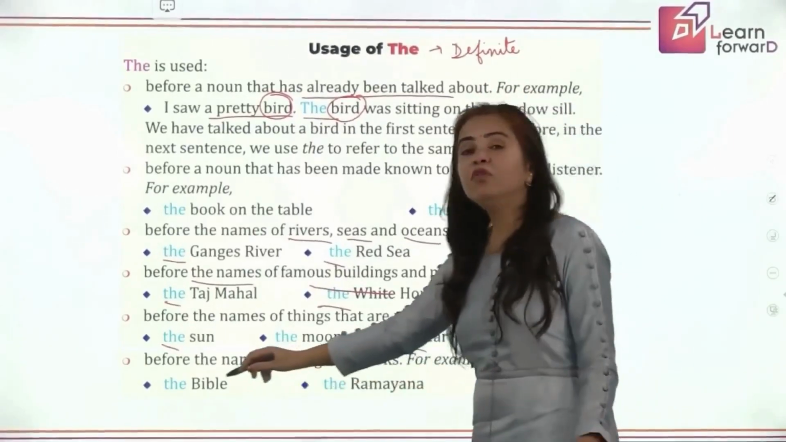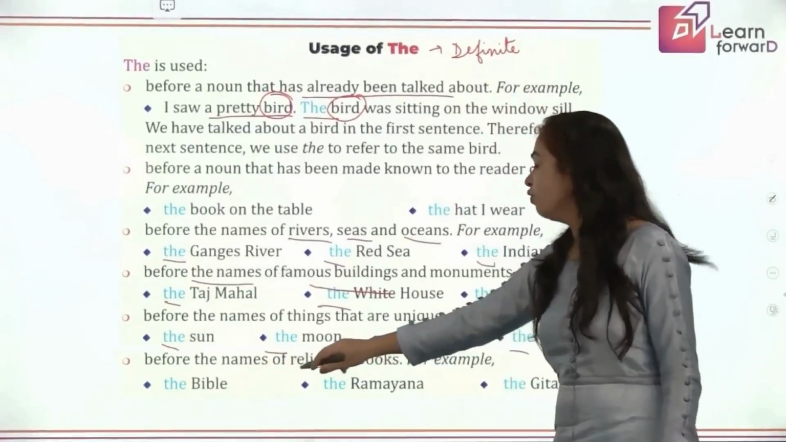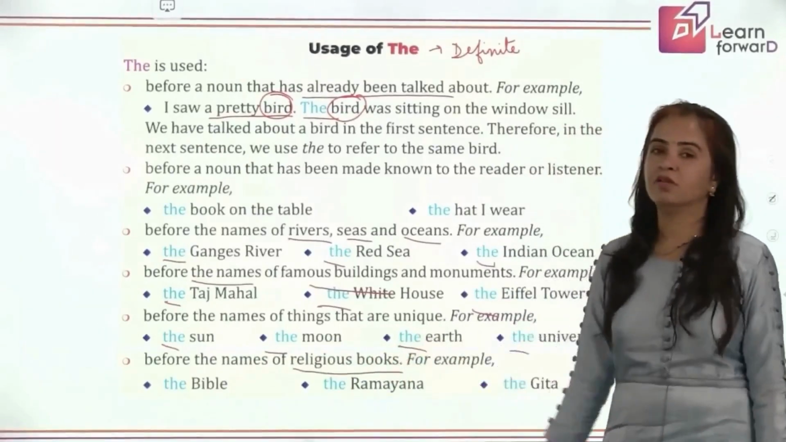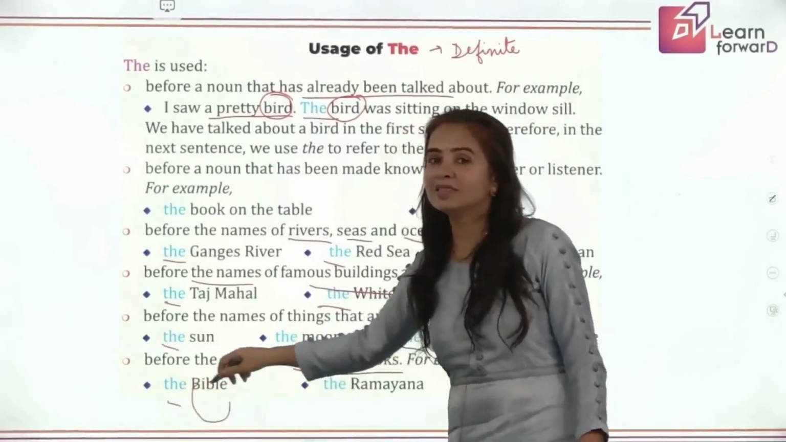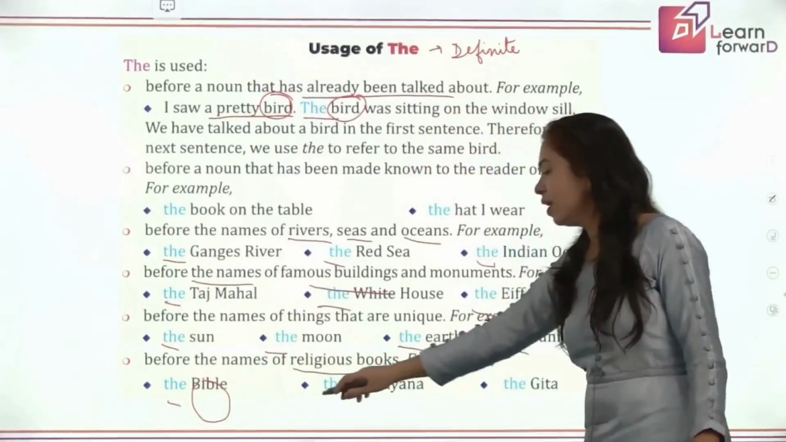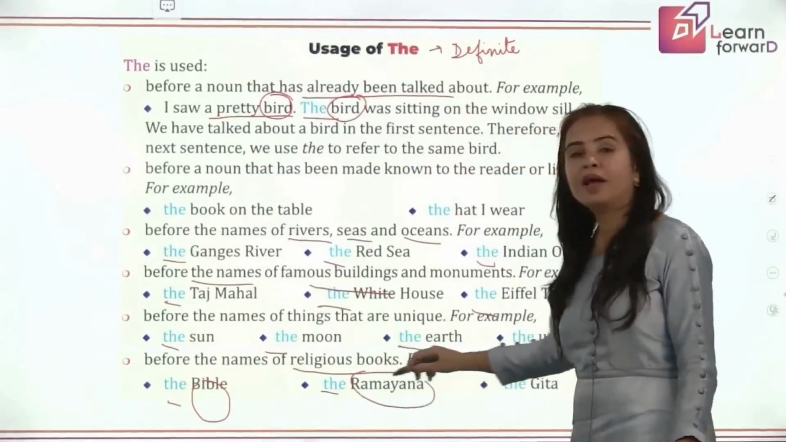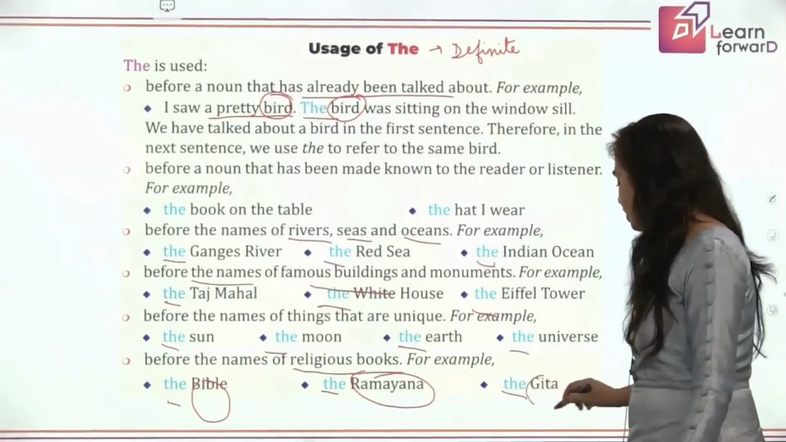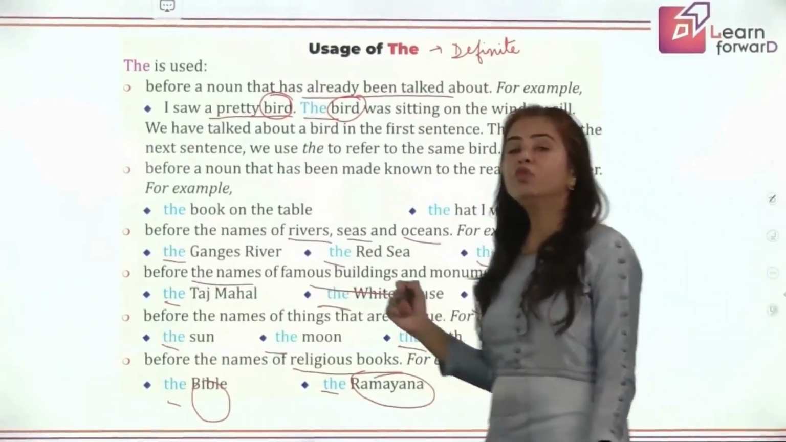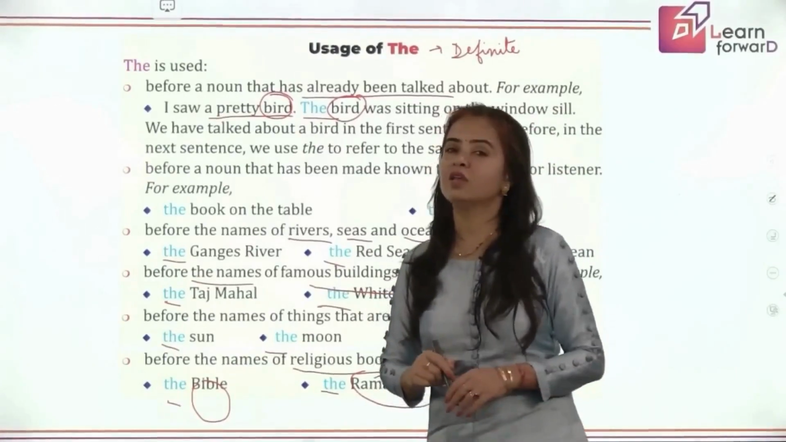Then before the names of religious books, we use the article 'the', like the Bible. So you know the Bible is a holy book. Then the Ramayana, again the Ramayana is a holy book. And the Gita. So the Gita is also a holy book. Before these names also we are using 'the'.